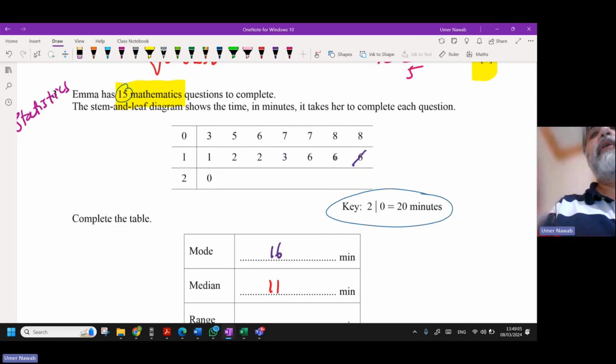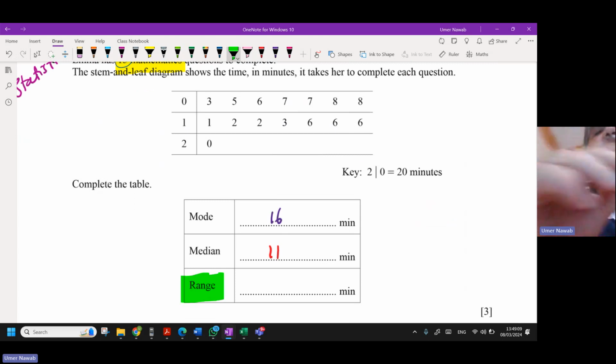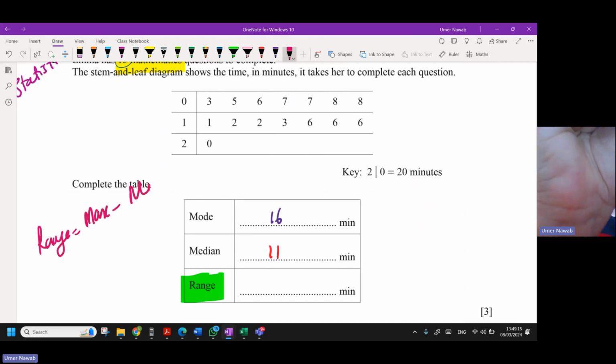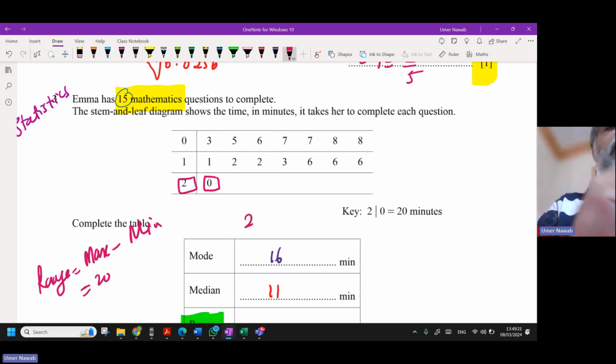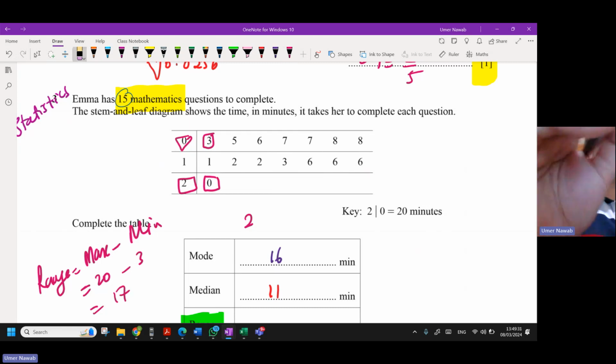We finished with our median and mode. Now the examiner is asking you range. Guys, range is equal to maximum value minus minimum value. What is my maximum? This is my maximum, that is 20. 20 is my maximum. And 3 is my minimum value. So 20 minus 3 is giving you what? 17. So 17 is my range.